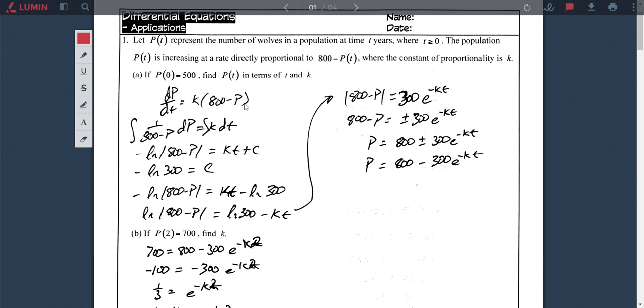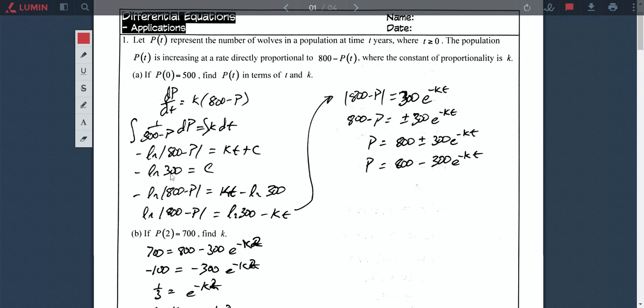So I divide by 800 minus P, multiply by dt. Notice that my variable is negative, so when I integrate, I'm going to get a negative natural log of the absolute value of 800 minus P. On the right side, I integrate, I get kt. Don't forget about your plus c. Plug in 0 and 500.